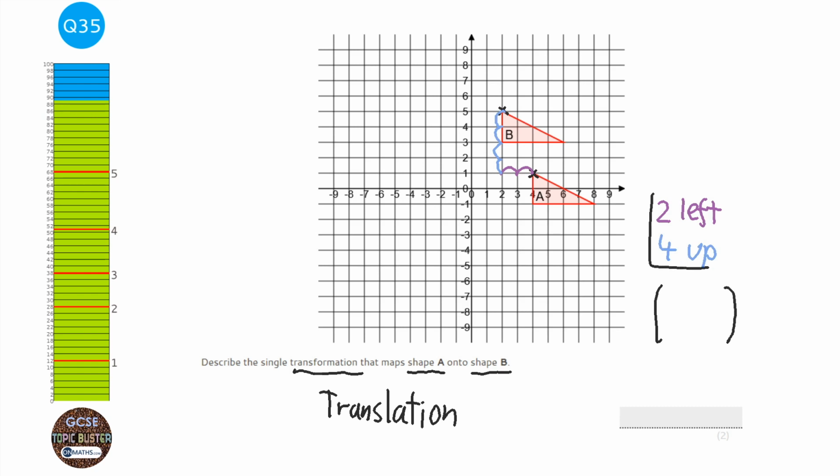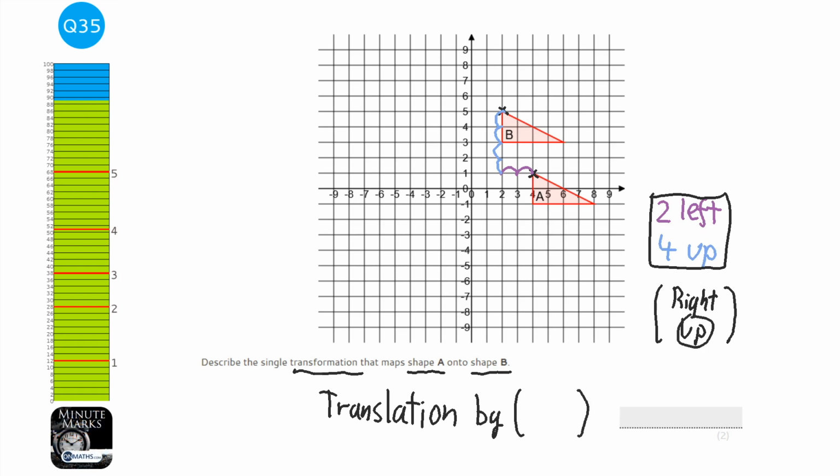Now the way of showing translations is by using vectors, and it sounds fancy, but it's just putting this information here between a bracket. The number at the top of the bracket is how far right it's gone, and the number at the bottom is how far up it's gone. Well, let's do the number at the bottom first. So translation by, there's different words you could use there, and the number at the bottom where it's gone 4 up. So it's just a 4 there.